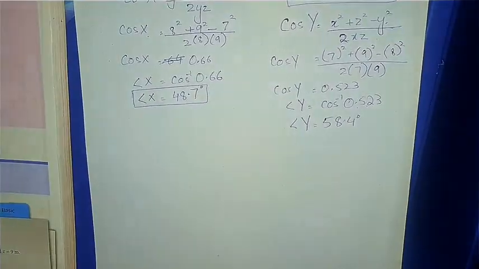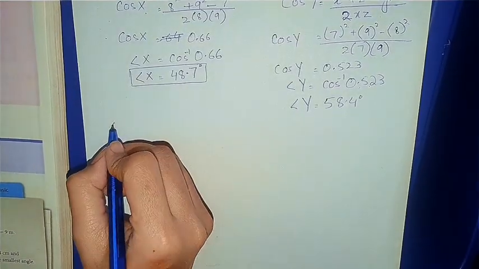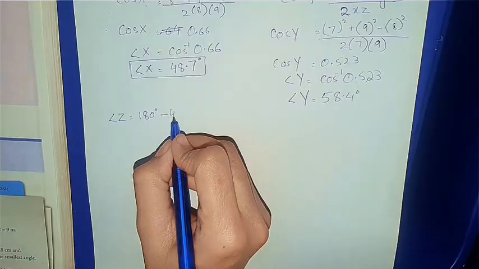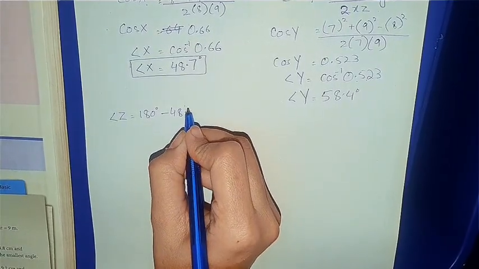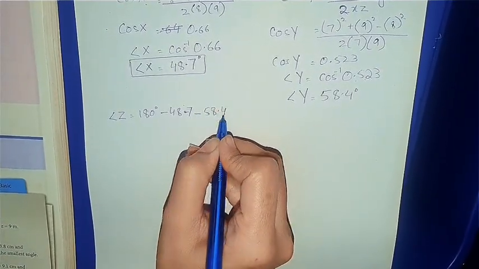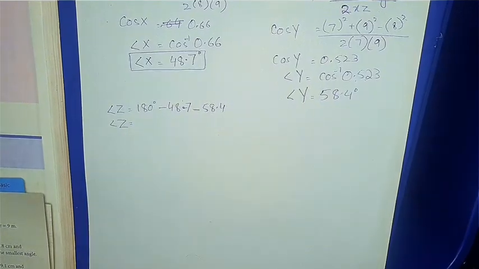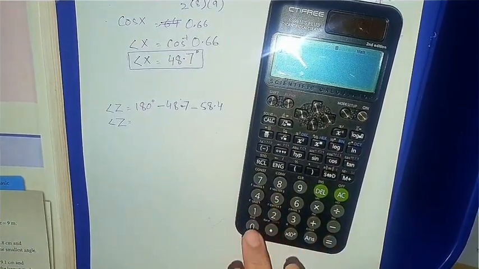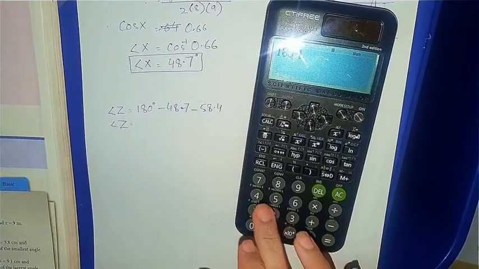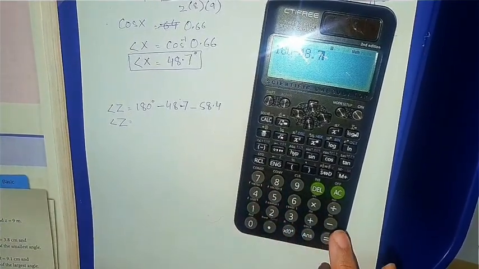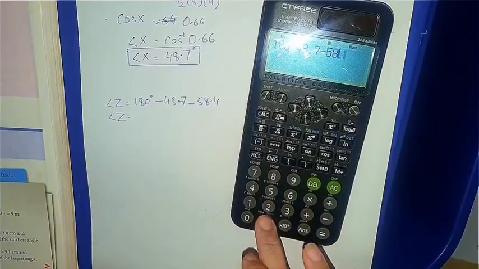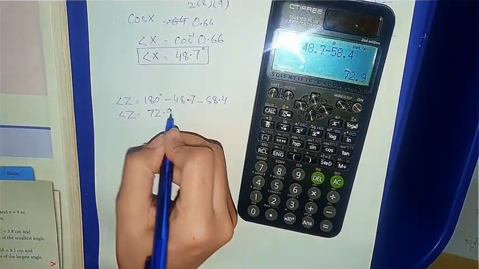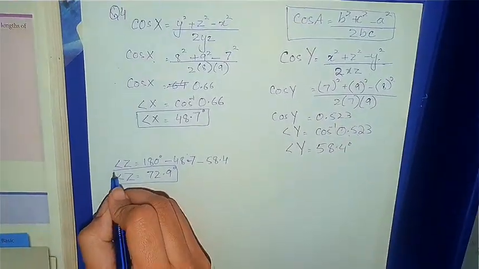And for angle Z, we don't have to use formulas. Angle Z is equal to 180 degrees minus 48.7 minus 58.4. So we'll get angle Z, because if we know two angles, we can find out the third angle by subtracting from 180 degrees, because the sum of the angles of a triangle is 180 degrees. 180 minus 48.7 minus 58.4, so this is 72.9 degrees. Now we have found out all three unknown angles.